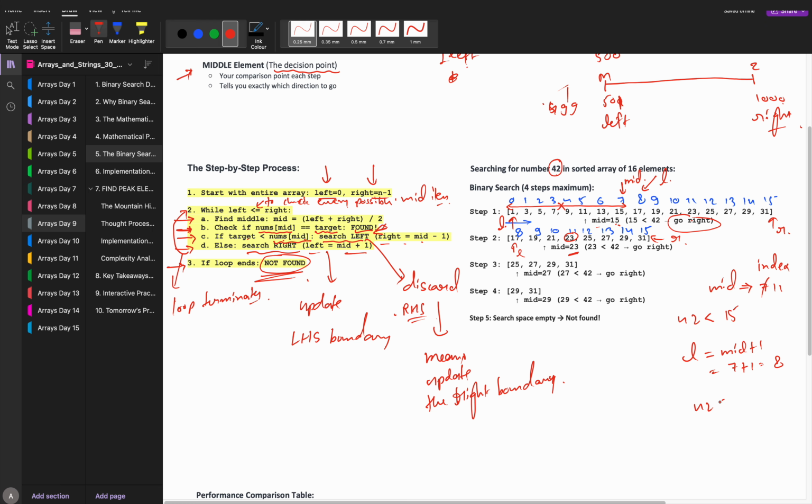Now is my target 42 less than 23? No. Means I need to go to right-hand side. Correct? Go to right. Go to right will क्या करेंगे? Left equals to again mid plus 1. So what is the mid? Mid is 11. So left would be 12. You can see here, 25 is nothing but index 12 है ना, so 12, 13, 14 and 15, correct, and the right is here.